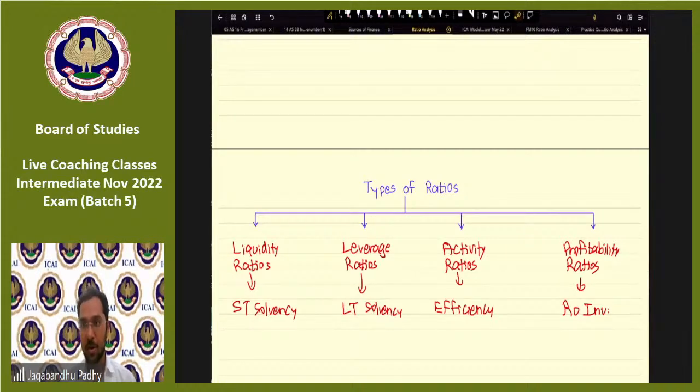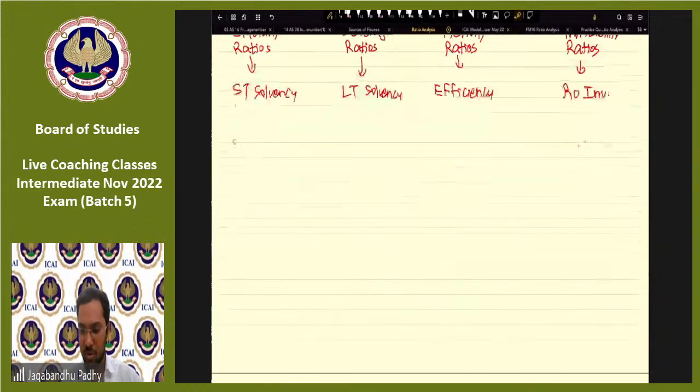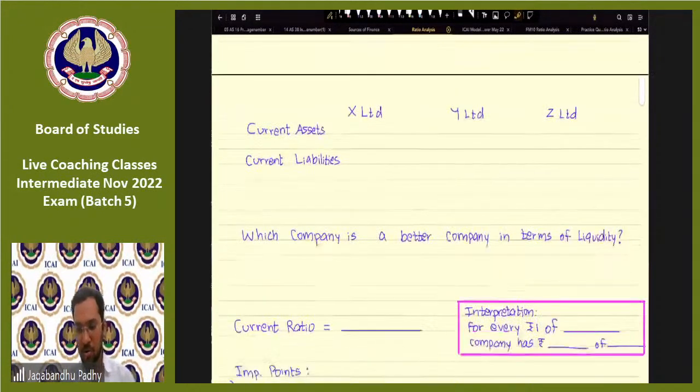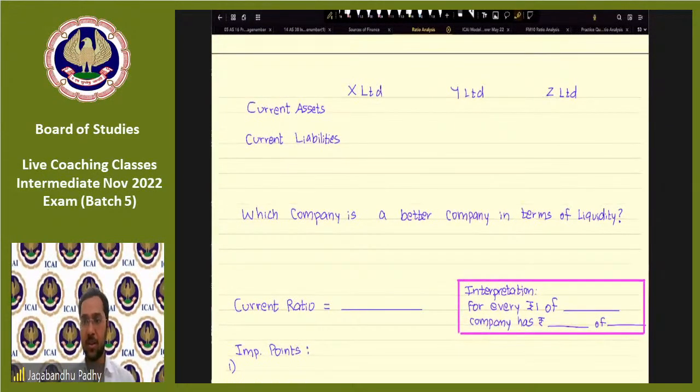I'll share the questions, but right now, today, we are not having any questions to discuss. We are going to just focus on the concepts. Questions, we'll take it up in the next session. Right now, let us get started with the concepts.